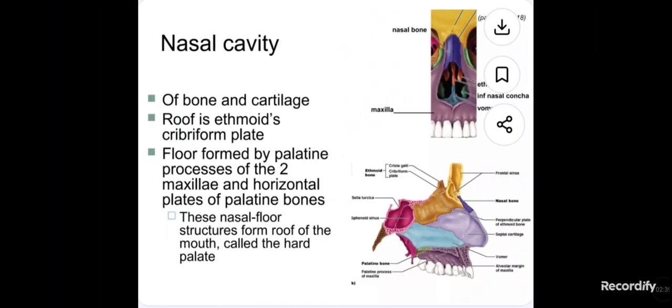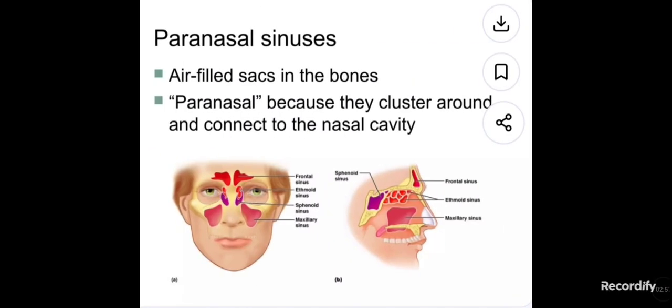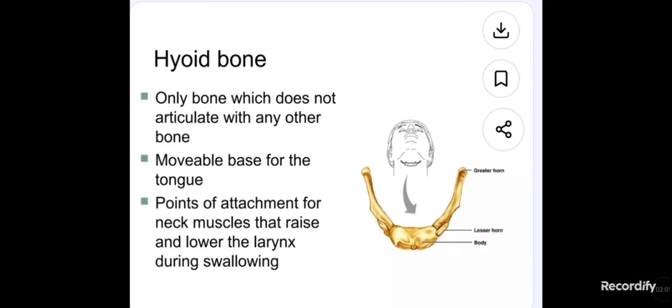The nasal cavity is made of bones and cartilage. The roof is the ethmoid cribriform plate. The floor is formed by the palatine processes of the two maxillae and the horizontal plates of the palatine bones. Then the paranasal sinuses are air-filled sacs in the bone. They are called paranasal because they cluster around and connect to the nasal cavity.